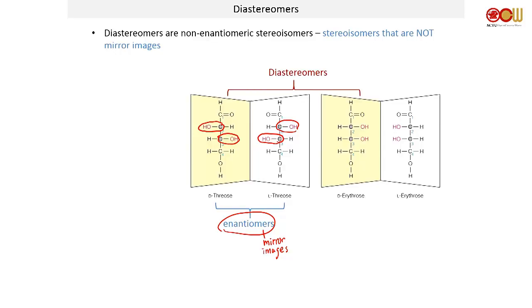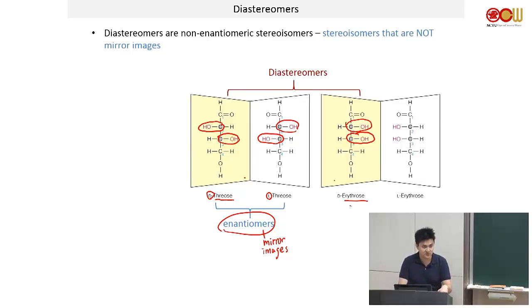Now, diastereomers are essentially non-mirror image stereoisomers. So for example, the two that are in yellow have the same configuration for carbon 3, but different configuration for carbon number 2. So those things are going to be called diastereomers. Now, for sugars, enantiomers are going to be labeled based on D or L. Diastereomers will have a different name. For example, here you have threose. On the other side, you have erythrose. So diastereomers will have different names. Enantiomers will just have D versus L.